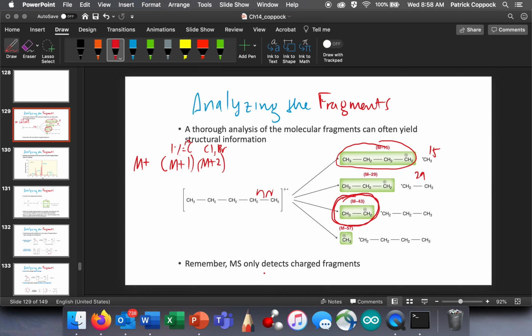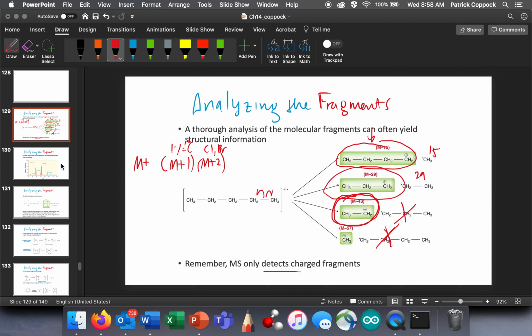Now remember that it only detects charged fragments, so this is not going to be detected. We will see one with 4 carbons in it, but it's going to be the one that's charged, not the one that's not charged. We will see one with 3 carbons in it, but not that one. We'll be seeing this one here, right?